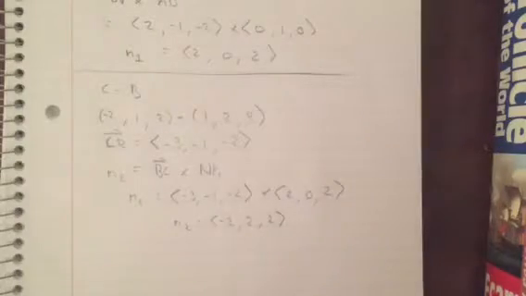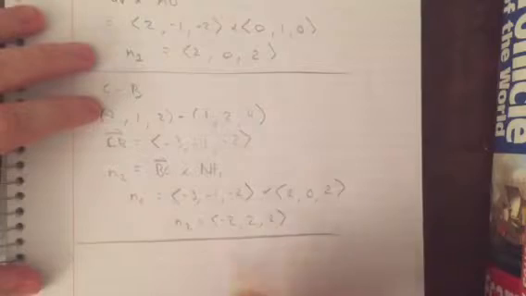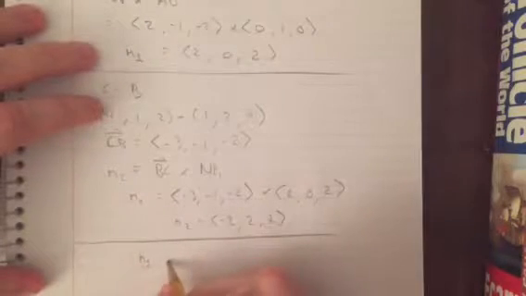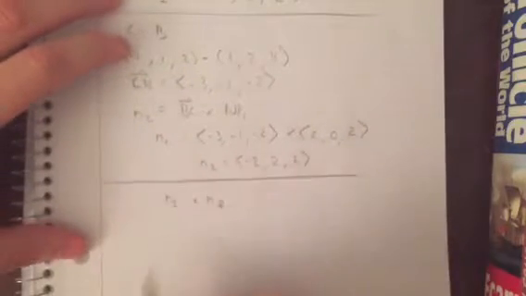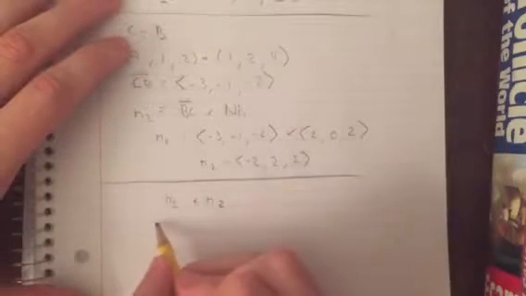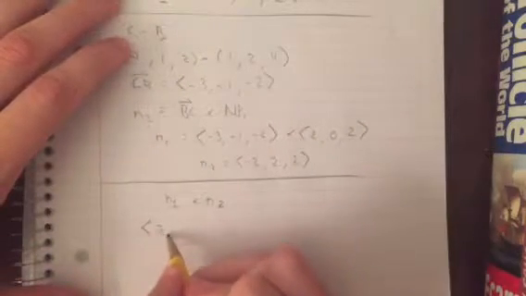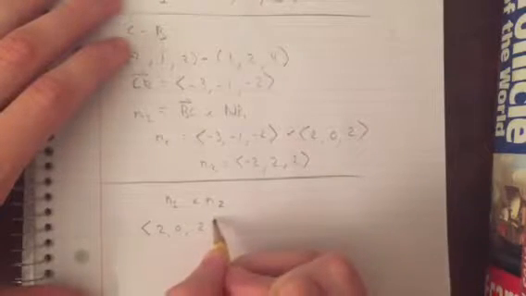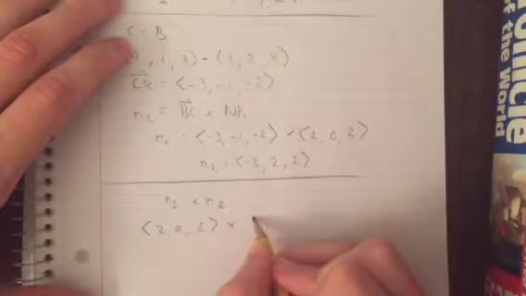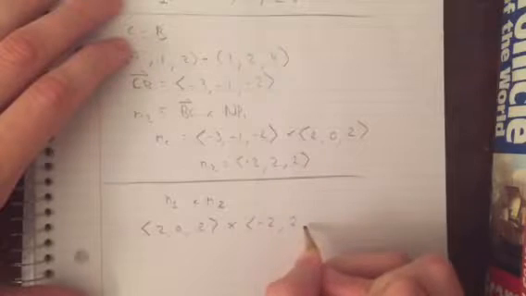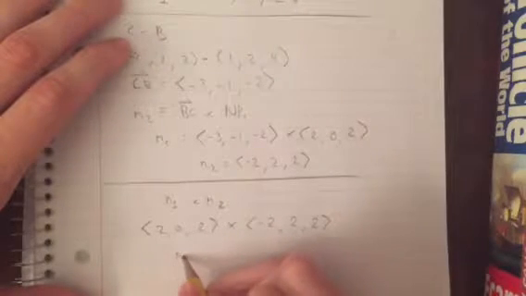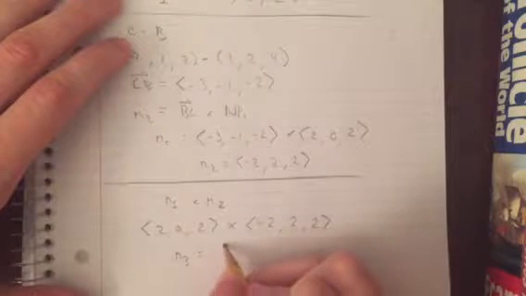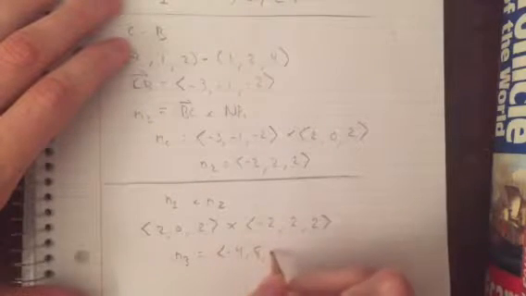So now we need to take the cross product of N1 and N2. So N1 cross N2. And this would give you N1, which is 2, 0, 2, cross with -2, 2, and 2. This gives you the N3, which is -4, 8, 4.